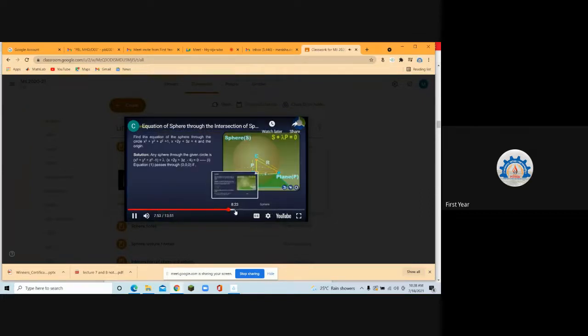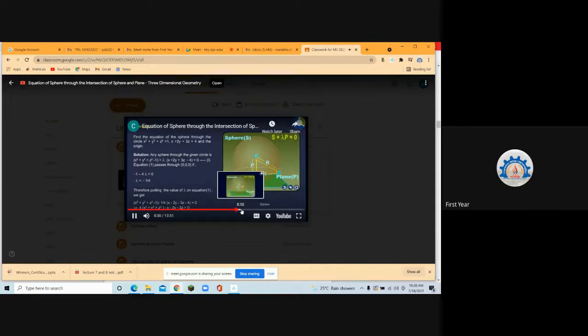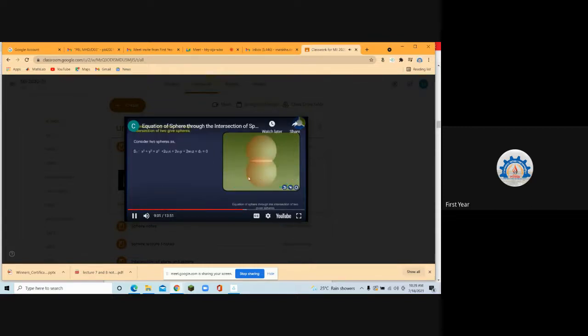At the 8th minute, see, this is one sphere, x squared plus y squared plus z squared, and this is another sphere. When they intersect, they are making a circle. Can you see that, everyone? Yes, ma'am. So the intersection of two spheres is giving you a circle.